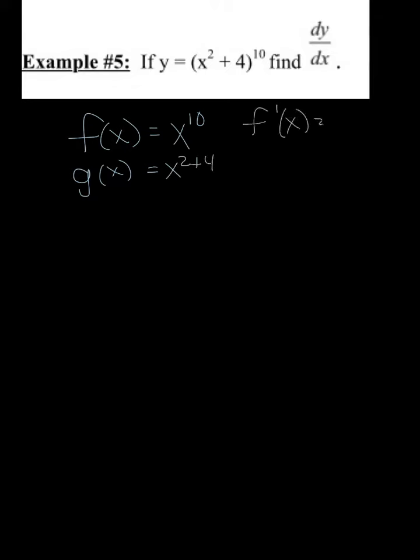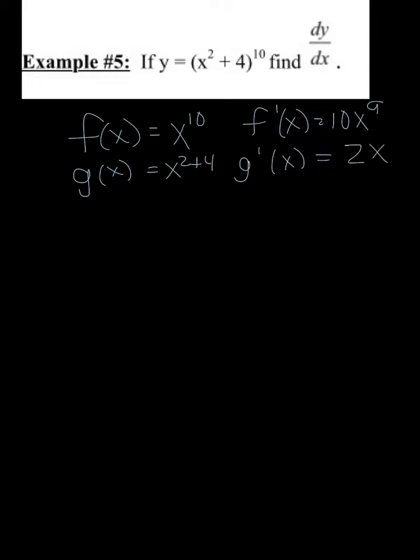So in example number 5, you're asked to take this polynomial function x squared plus 4, raise it to the 10th, and find dy dx for it. So I think we all know how we go about doing this. We're first going to define our f and our g. So our f of x is going to be x to the 10th power. Our g of x is going to be x squared plus 4. And f prime of x is going to equal 10x to the 9th. And g prime of x is going to equal 2x.